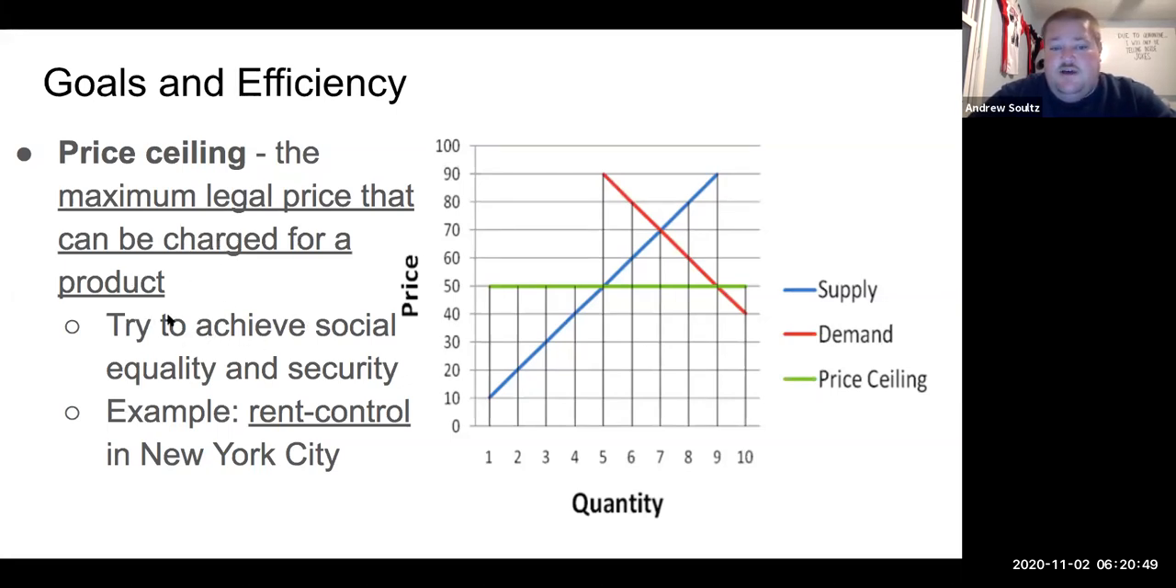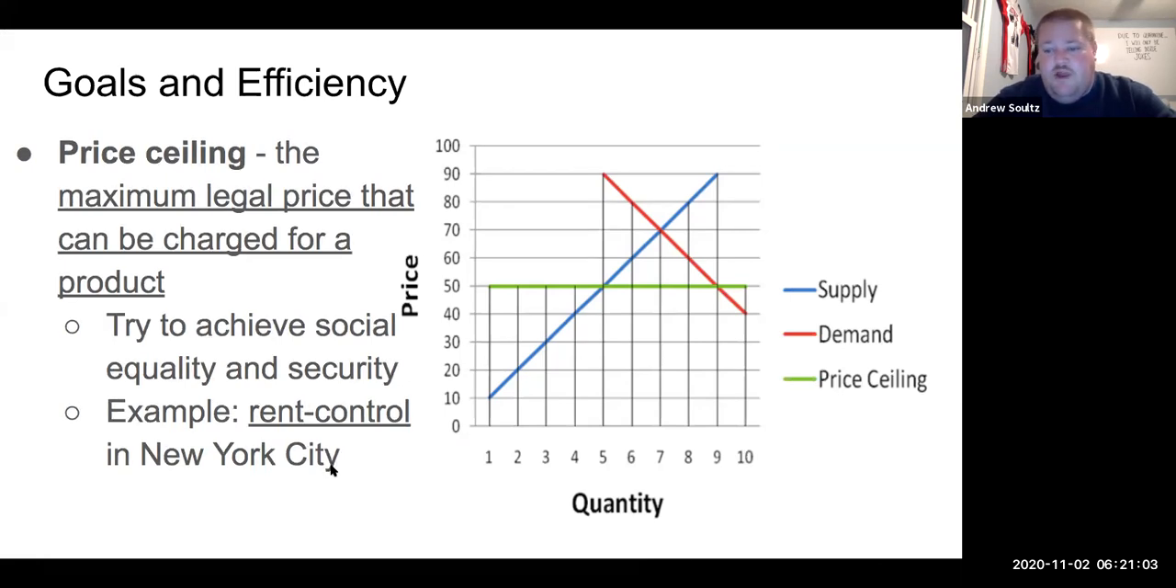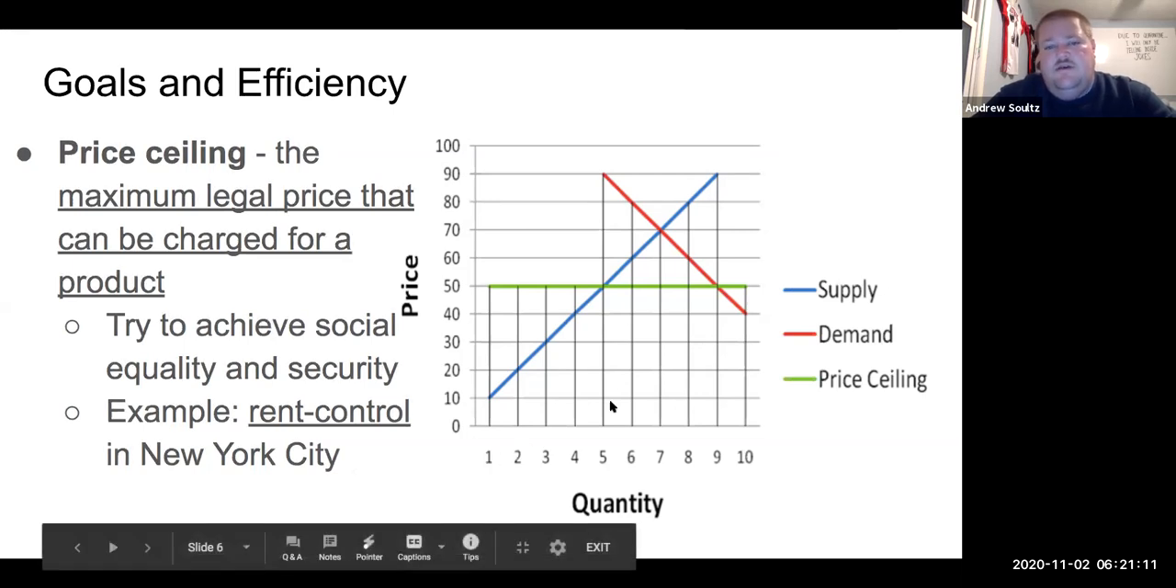One goal that this helps us achieve is social equality and security. An example of this would be rent control in New York City. And so in order to control the price of rent in New York City, to make sure that people are able to live there and afford to live there, there are some rent controls in place. And so let's see what this does, whether this creates a surplus or a shortage.